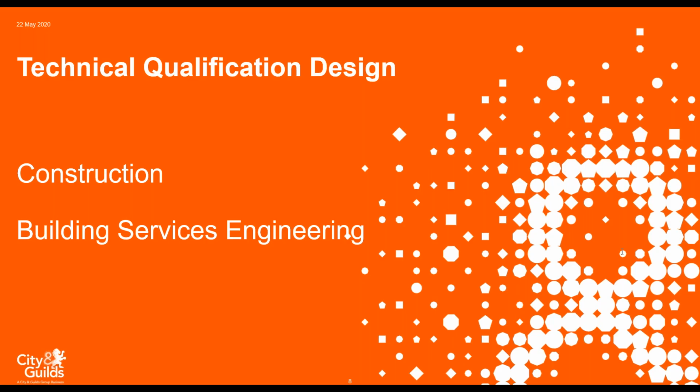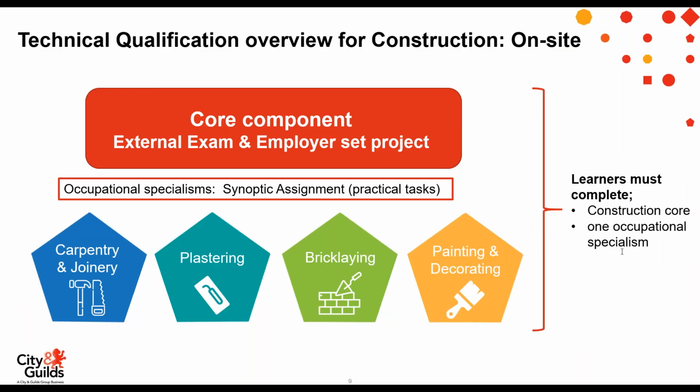So looking at the technical qualification design, construction, to be honest, it's pretty straightforward for construction, craft or on-site. So we have the core component, which is the externally set exam and the employer set project, and that covers everything from building technology, health and safety, science, etc. And then alongside that, the learners will undertake an occupational specialism. So that will include one of the 4 trades listed there: carpentry, joinery, plastering, bricklaying, or painting and decorating. And on that, the learner will complete both. With the core, it is an exam and an employer set project, and with the occupational specialism, it is a practical assignment with knowledge included.